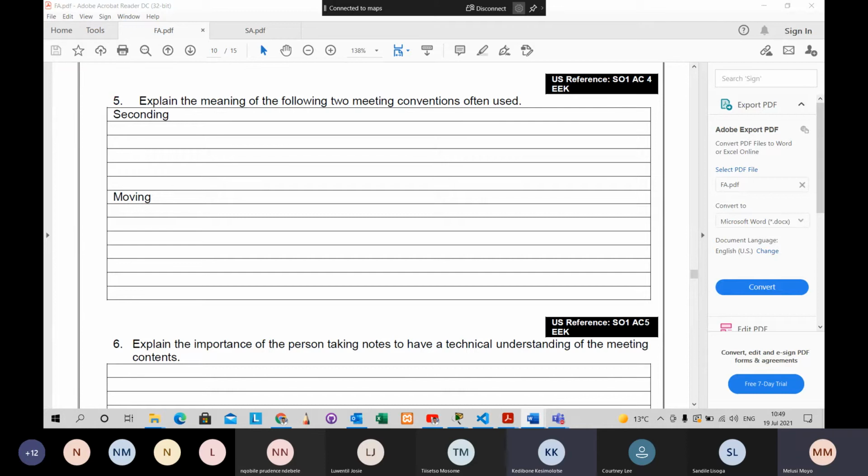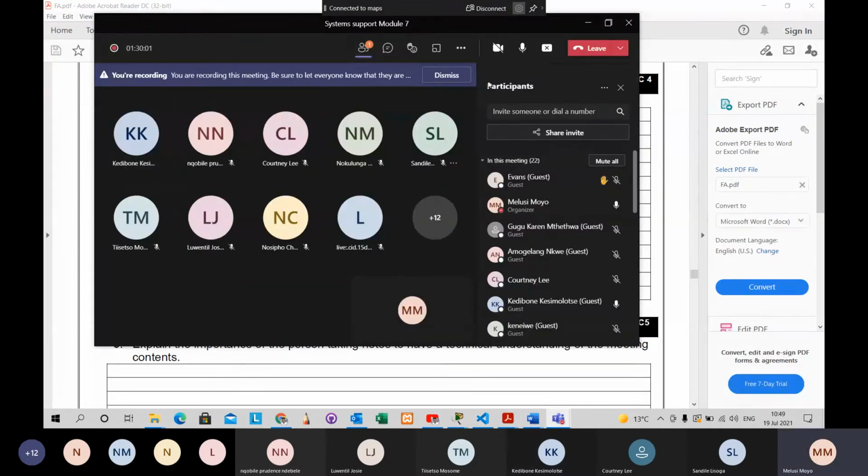All right. So we have these terms that we're going to hear a lot when it comes to meetings, right? Explain the meaning of the following two meeting conventions often used. The seconding. What does that mean when it comes to meetings? Evans.